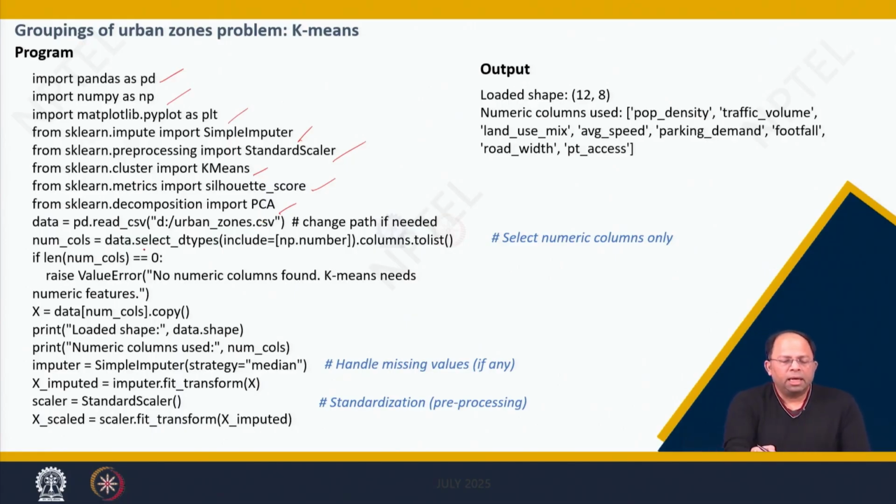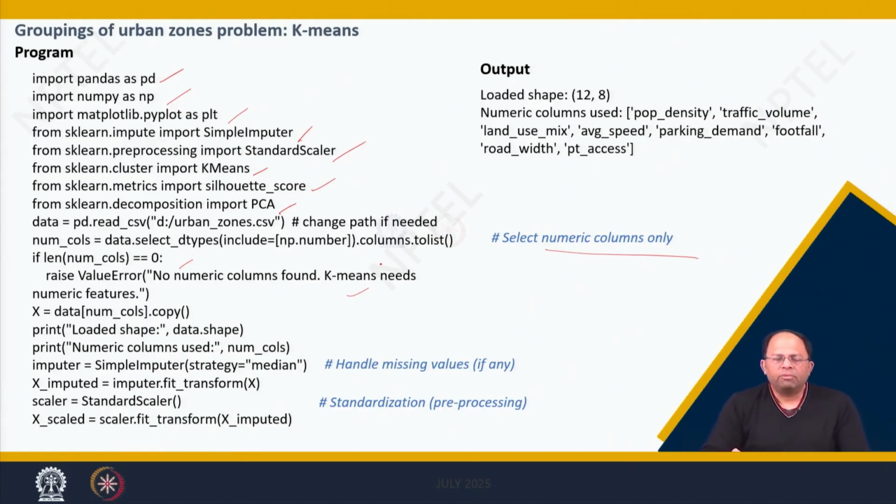So, the data file is this, d:/urbanzones.csv. So, we are reading that and storing it first, and then what we are doing is we are also selecting the numerical columns only, right. So, we are not choosing the other columns. We have also given a check: if there are no numerical columns, then we can print out that no numerical columns have been found.